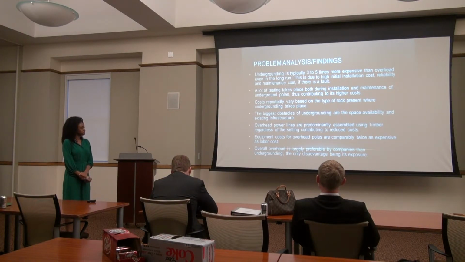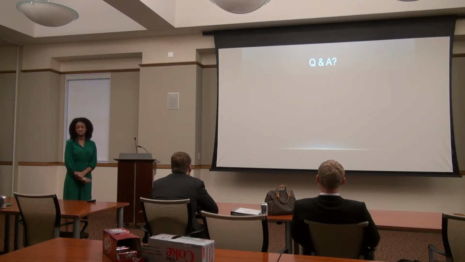And some of the reasons it's also cheaper is because timber is used, wood is cheaper to use. And also equipment costs for overhead poles are about twice as expensive as its labor costs, and when compared, still nothing near underground. And overall, overhead is largely preferable by all companies, the only disadvantage being its exposure. Questions?